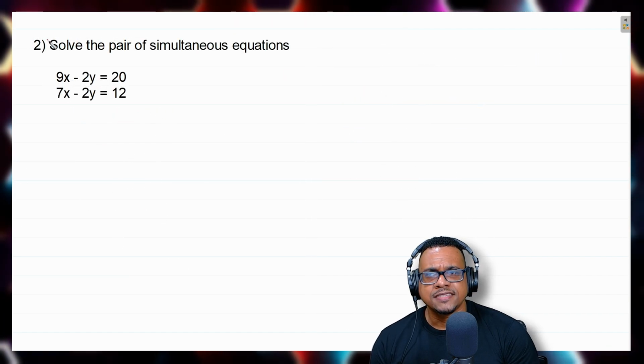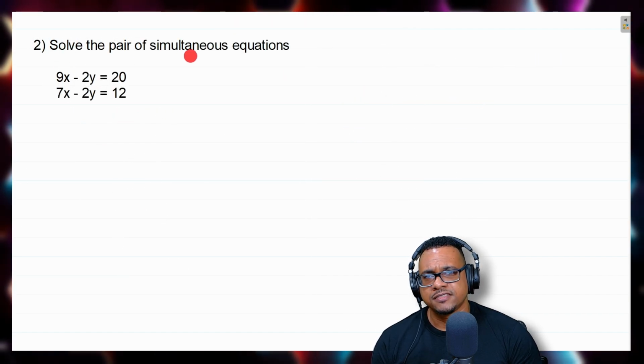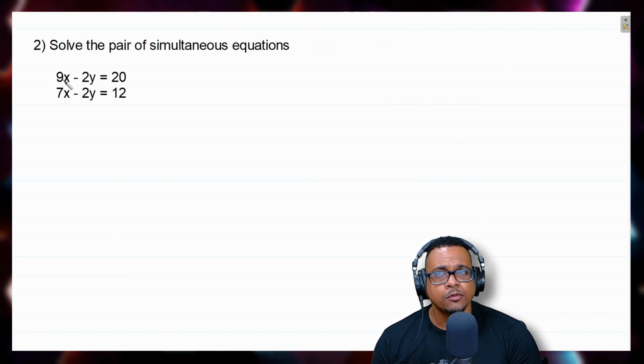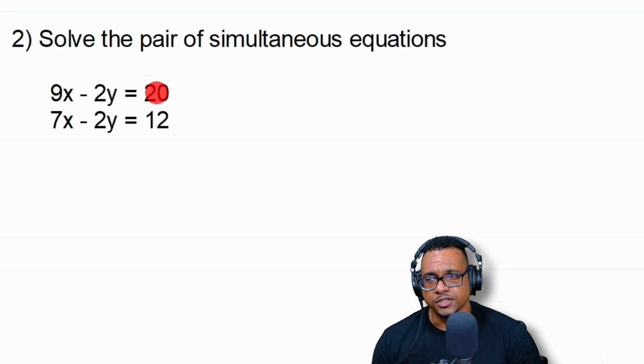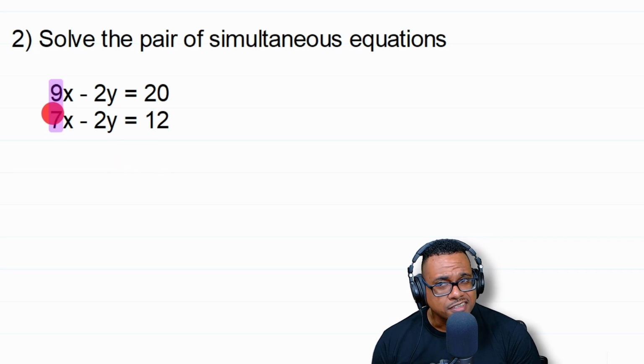So here I have my second question. Of course, we are solving the pair of simultaneous equations. We have 9x take away 2y is equal to 20, and we have 7x take away 2y is equal to 12. Now notice, the coefficient of x for both equations are different, but the coefficients for y are the same. Now notice the signs in front of them are the same, being negative, -2 and -2.